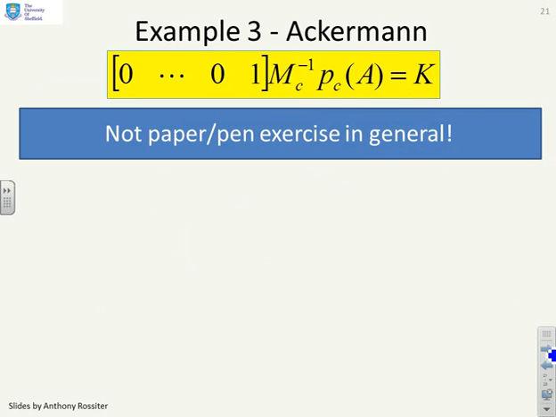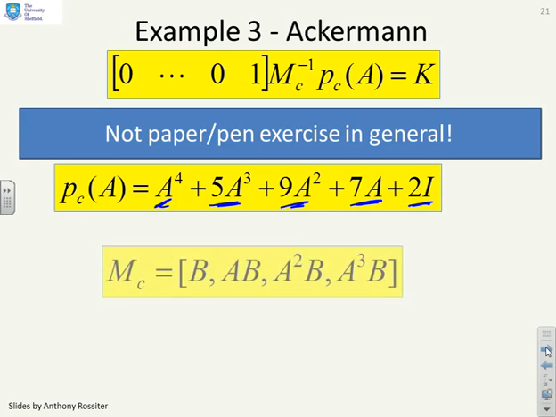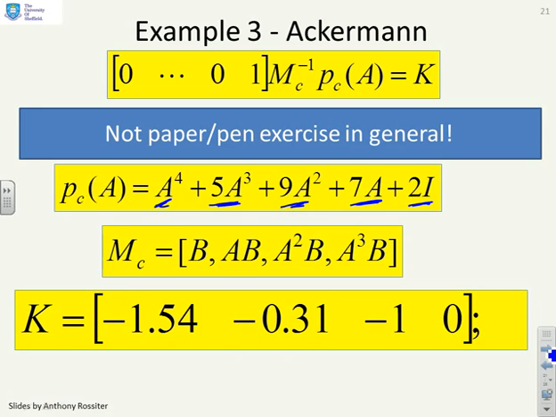If I want to do Ackermann's approach, again, you'll see this is non-trivial because the matrices are 4 by 4, so I'm just going to write the key formula. PC of A is going to be A to the 4 plus 5A cubed plus 9A squared plus 7A plus 2I, because 5, 9, 7, and 2 are the coefficients of my desired closed loop pole polynomial. MC is defined like this, as B, AB, A squared B, and A cubed B, because it's 4 by 4, so I just plug the numbers in, and out comes the K. And again, you'll notice this is the same as I got using the state transformation approach.